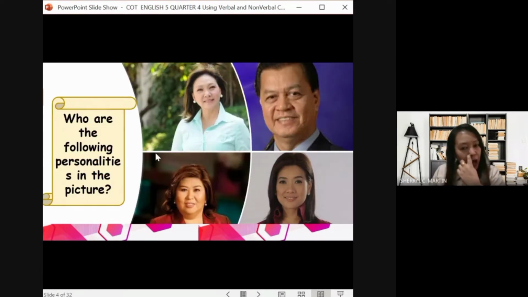So now, I want you to look at these personalities. Who are the following personalities in the picture? I know for sure you are very much familiar with those personalities. So yes, Charles, give me one. Who is in the picture? Jessica Soho. Oh, yes, very good. This one is Jessica. So, how about the other?